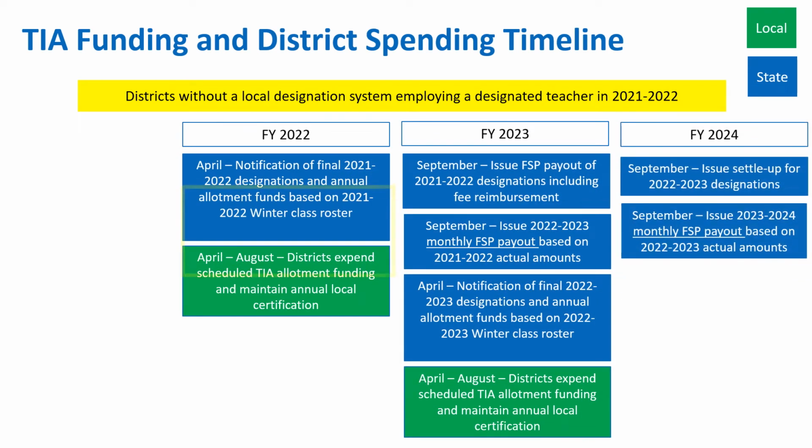For districts who are not pursuing a local designation system, this slide represents their timeline. Once again, the key date will be April. Since the district will not receive official notification from TEA until April, it is strongly suggested that district HR departments review teacher virtual certifications to verify if a teacher is designated in the fall.